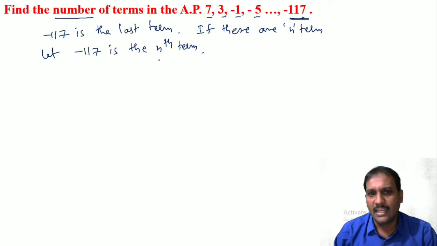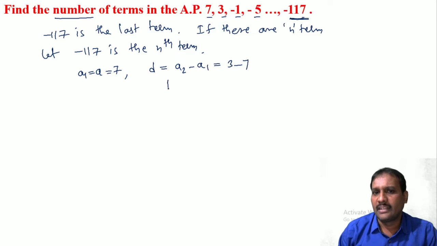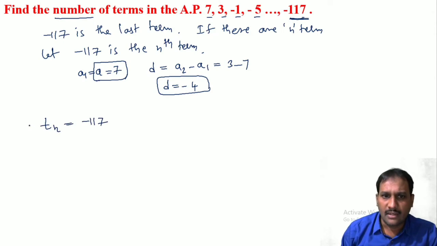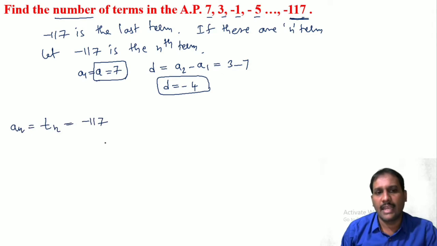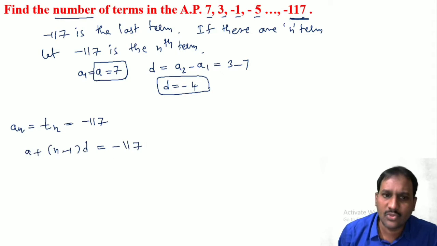So before that, let us find what a is. The first term is 7, and d, the common difference, is a2 - a1, that is 3 - 7, that is equal to -4. So the d value is -4 and the a value is 7. And what we have now, tn is equal to -117. Okay, you can also call it an. That is a + (n - 1)d is equal to -117. Our task is to find the n value.